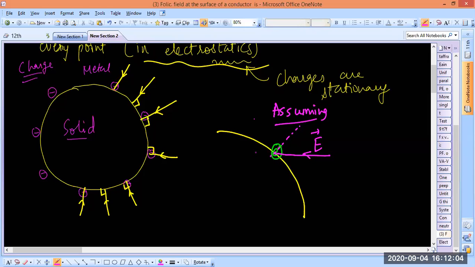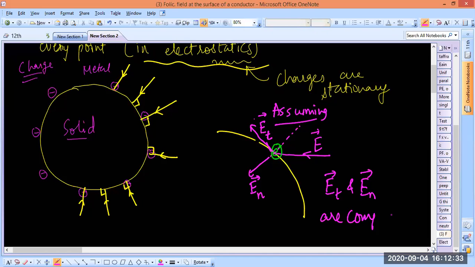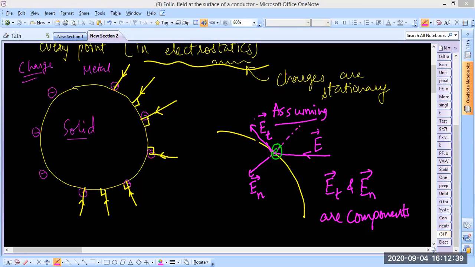Then what will happen? For this electron, this electric field can be considered in two components. One parallel to the surface, meaning tangential to the surface. I'm writing that as ET, T for tangential. And another normal to the surface, EN. Have you understood? ET and EN are components of the E vector.